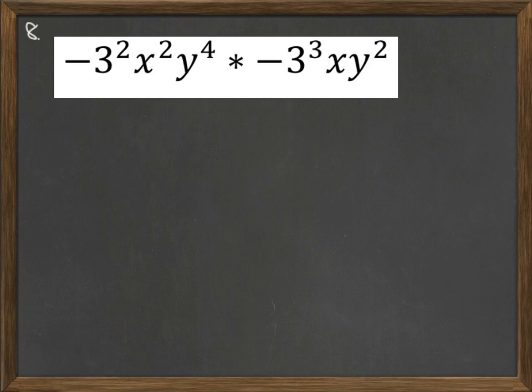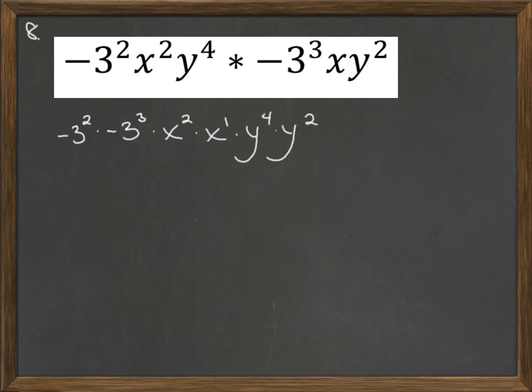So this one's pretty interesting because now we have 2 negative signs. So I'm going to skip the first step of rewriting it as multiplication, and I'm going to just start rearranging. So we have negative 3 squared times negative 3 to the 3rd power times x squared times x, which is really x to the 1st power, times y to the 4th times y squared. So let's look at this expression here. So remember what I told you before.